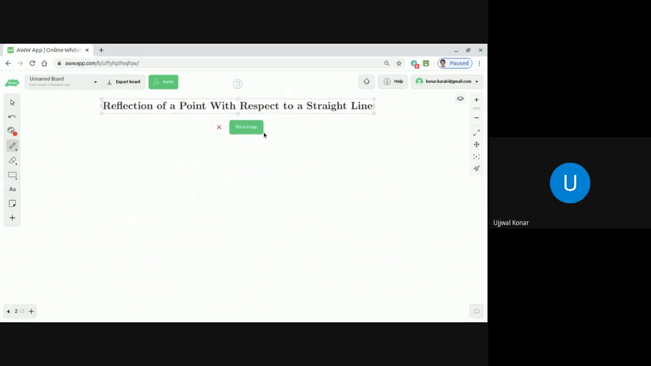A point has been given to you, and the coordinate of the point is alpha comma beta. Suppose there is a point P given to you with coordinate alpha comma beta. Now you have been given one straight line.